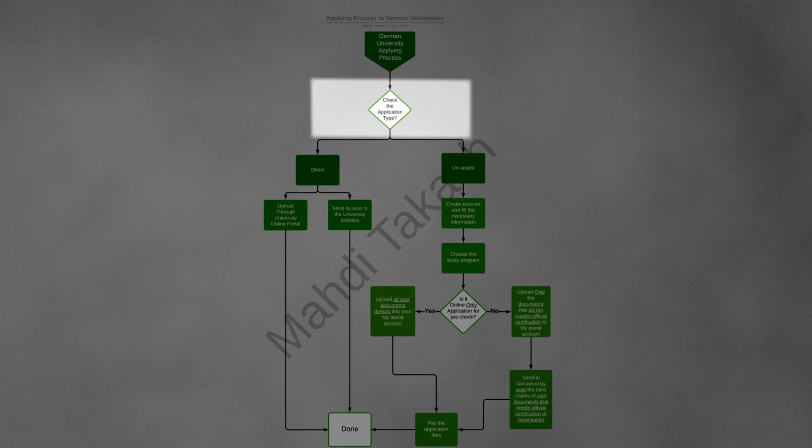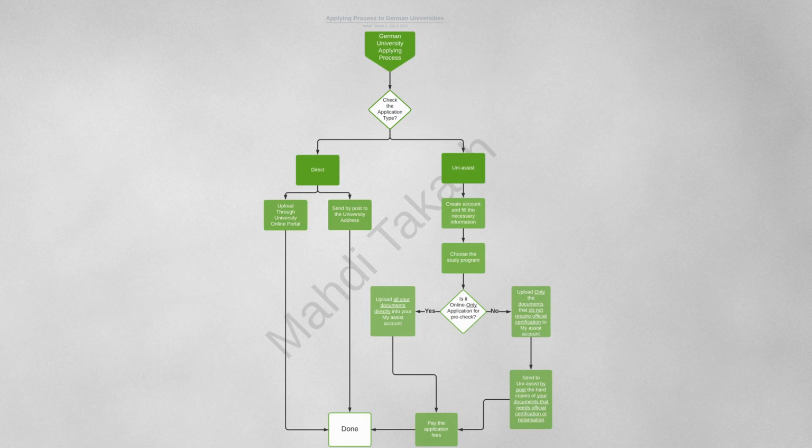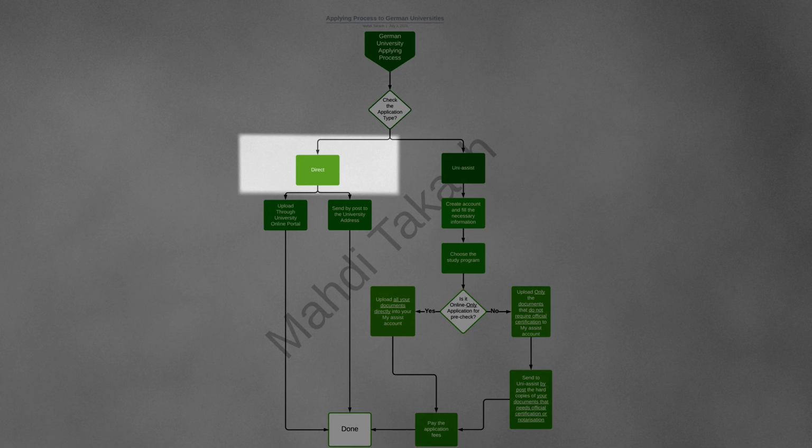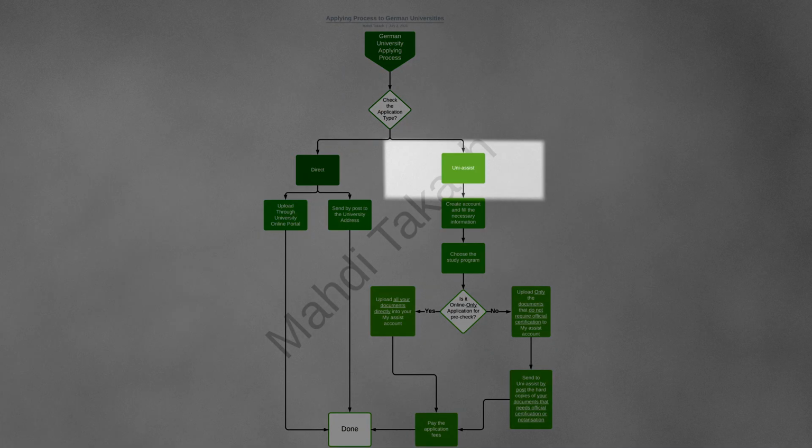First things first, you have to know the way you want to submit your application. There are two ways. The first way is directly, where you have to send your documents to the university by post or upload them to the online portal of the university. The second way is through UniAssist, which is a platform or organization that takes care of proofing students' documents, and you apply to the university through it.